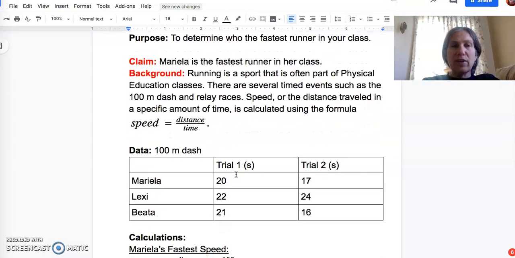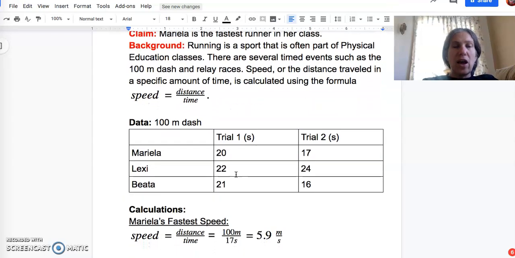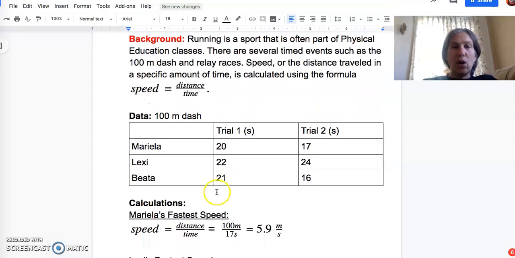Then you're going to have a data section. Sometimes you'll go straight into the evidence, but sometimes you'll have data. This is uncalculated data. It's what you actually observed. In this case, all of the girls had 2 different trials. You're looking at the data and it's recorded. You always make sure you have your units.